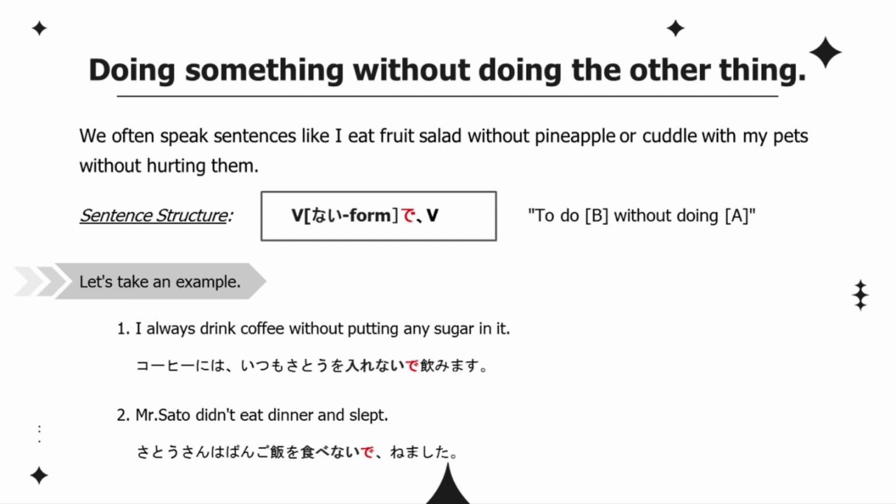Let's have a look at one more example. Mr. Sato didn't eat dinner and slept.